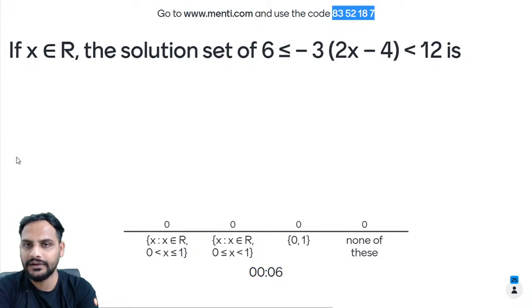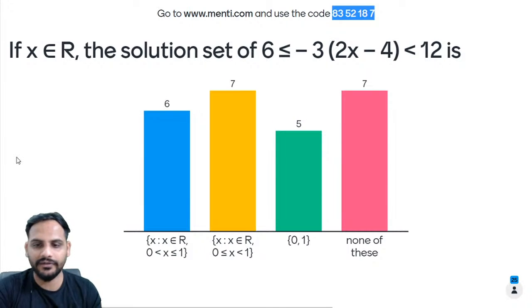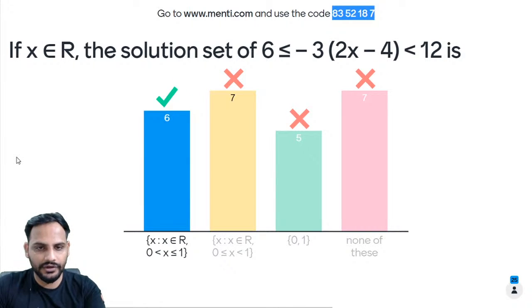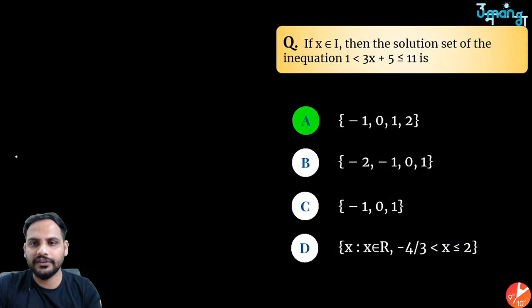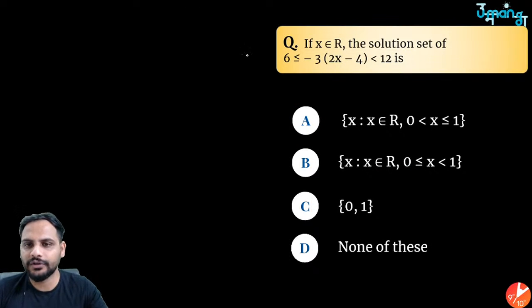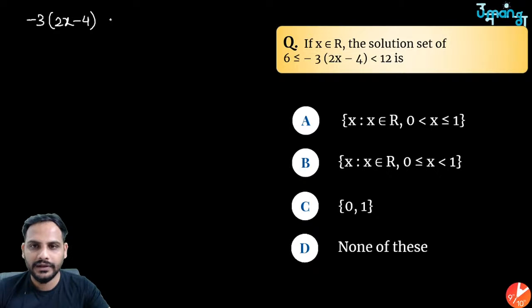7, 6, 5, 4, 3, 2. Achha, everyone has voted, very good. So the correct answer is your option A. Let's see how this question will be done. So bhai dekho, let's solve it separately now. One inequality you have is minus 3 times of 2x minus 4 is greater than or equal to 6. I am taking this side first, greater than or equal to 6.